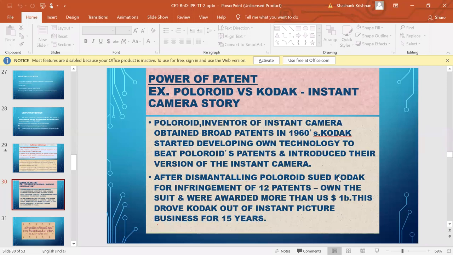And this Kodak company started copying this Polaroid camera in their production and manufacturing and they started marketing it. And Polaroid sued Kodak for infringement of 12 patents and they had to pay through their nose. It is stated that they paid about $1 billion. This is the power of patent, just one example. But let me warn you, all patents are not like that. Some patents are not as worthy as this, but still a patent is a patent.